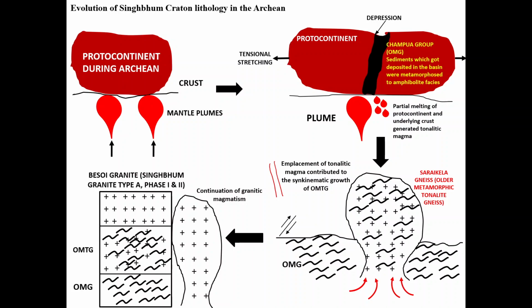Then the granitic magmatism continued, and thus we got the emplacement of the Singhbhum granite type A, which was the first and second phase of the magmatism, which was referred to as the Besoy granite. So the Besoy granite overlies the OMG and OMTG.